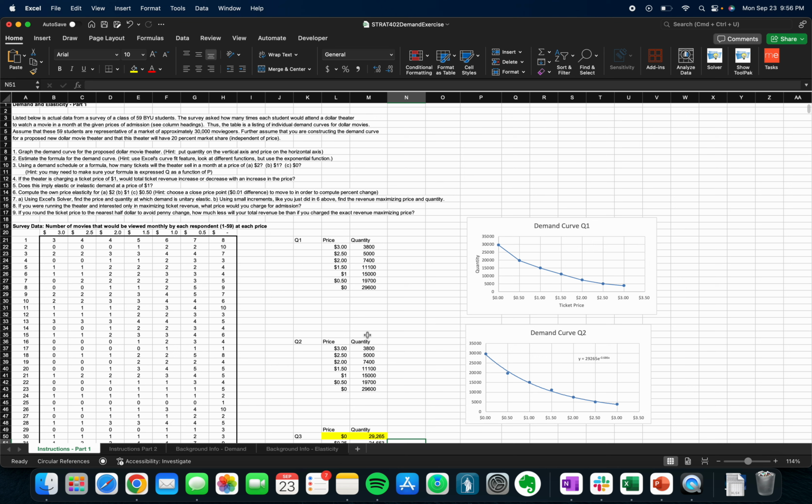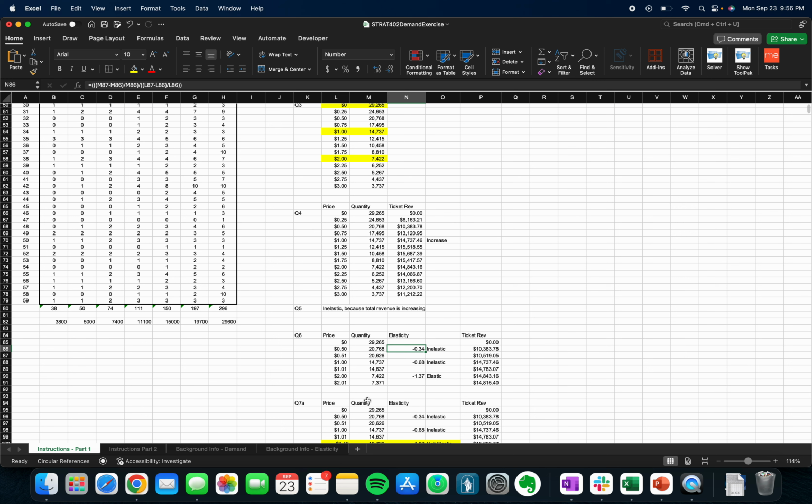And then the elasticity right here is a measure of the quantity in the future, basically, minus the quantity of 0 over the quantity of 0, and then that whole fraction divided by this price 1 minus price 0 over price 0 again, gives you the elasticity. So this one being less than 1, and this one also, the absolute value being less than 1, both of these are inelastic. Whereas at $2, the absolute value of this elasticity is 1.37, which is above 1, which means that it's elastic.